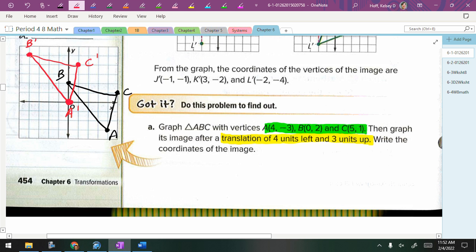The last piece of what we have to do, it tells us to write the coordinates of the image. Everybody take a minute on your own. Tell me what locations A prime, B prime, and C prime are located.